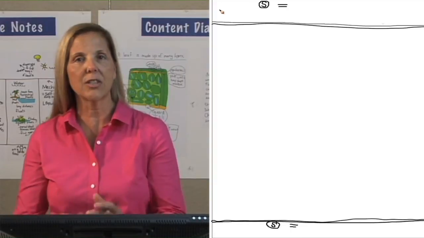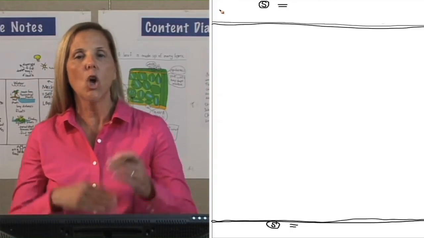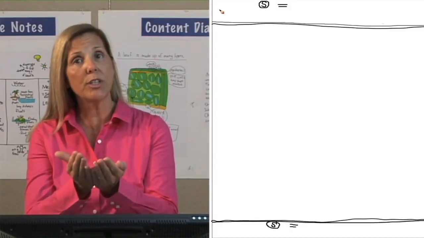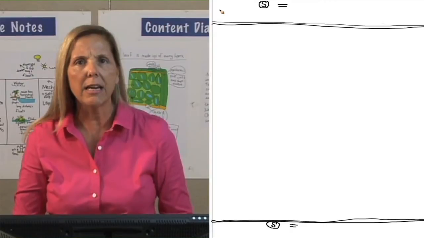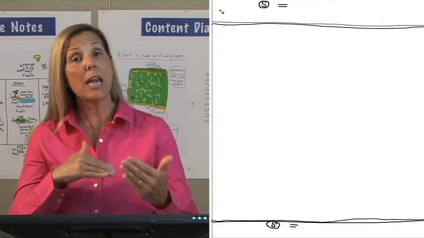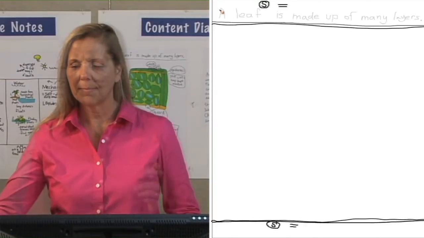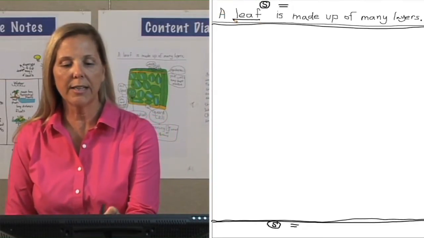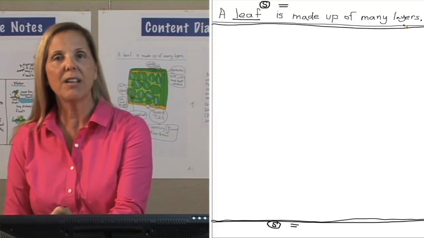There's our organizer. Up at the top, subject. S is for subject. Who or what is this description going to be about? A leaf. Equal sign. Define that leaf. Oh, a leaf is a part of a plant with 4 layers. Okay, let's fill that in. What do we have for our subject? A leaf. What did we have for our equal sign? Is made up of many layers.